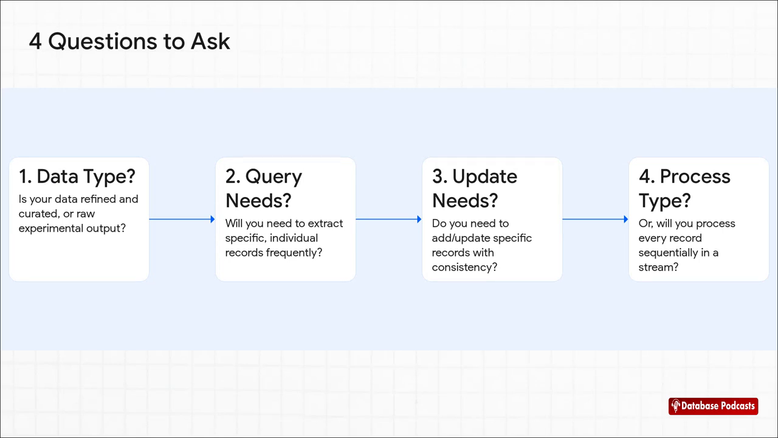Okay, here's a simple little checklist. Four questions to ask yourself. Number 1, is my data curated and going to live for a long time, or is it raw and just passing through? 2, am I going to need to look up specific individual records a lot? 3, are my main tasks adding or updating those specific records while making sure everything stays consistent? And number 4, or is my main task just processing every single record, one by one, in a pipeline? See? If you're nodding your head to the first 3 questions, a relational database is probably your friend. If you're all in on number 4, then stick with those amazing specialized flat file tools.